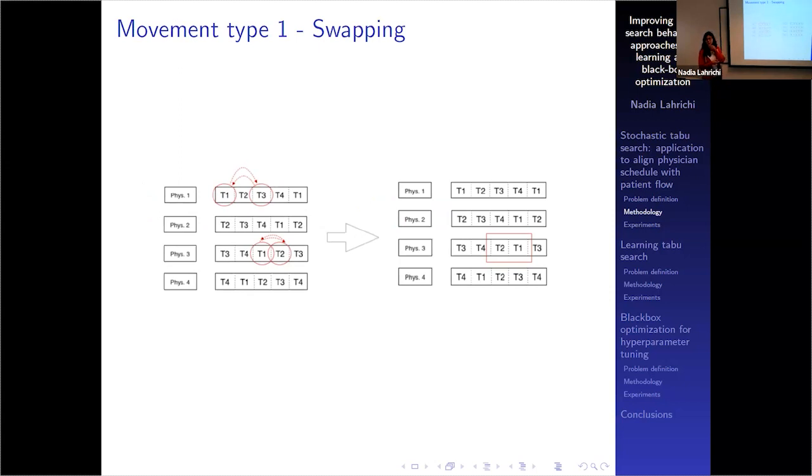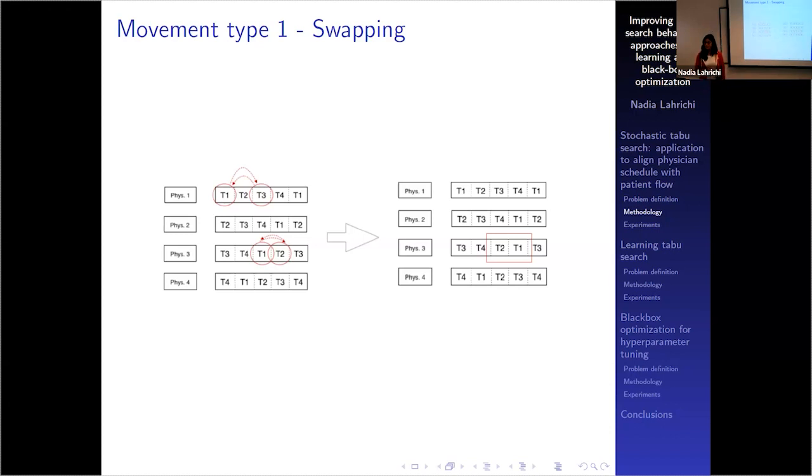So the first move is very simple. You just swap two tasks in a given day for all the physicians. In this one, you swap 1 and 3, 1 and 2, 4 and 1, 2 and 3, and so on. You pick the best. Let's say that the best is swapping 2 and 1 for physician number 3. So this is my first move.